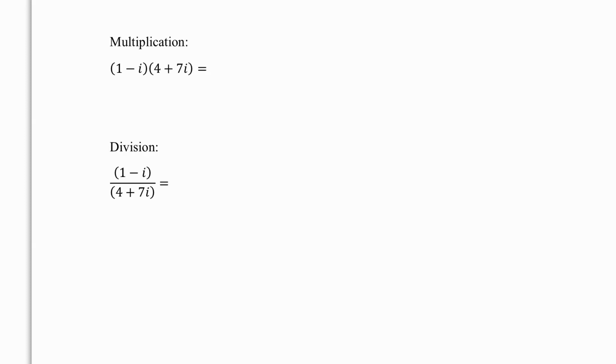So multiplication, well, again, you treat it like a variable, which means we will use our good friend FOIL. So we do first, 4 times 1 is 4. Outside, 7i times 1 is 7i. Inside, 4 times negative i is negative 4i. And then last, negative 7i squared.